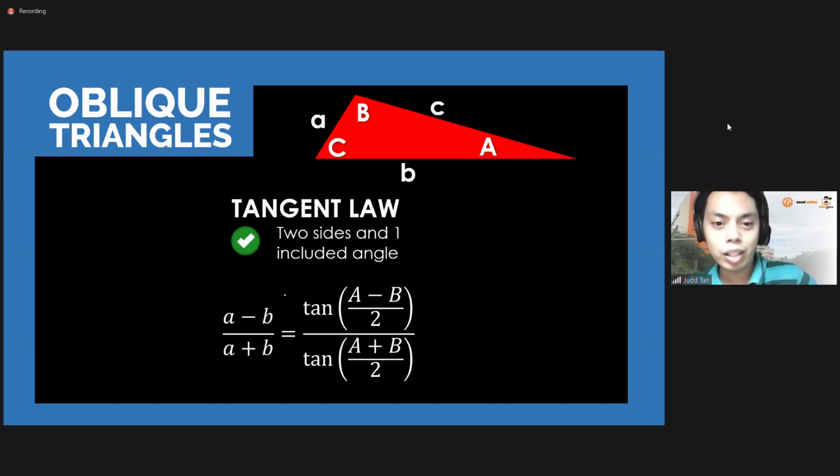Sige. Tingnan niyo guys yung tangent law. Gusto niyo bang i-memorize? Okay? A minus B over A plus B. Diba? And then ito, tangent ng A minus B over 2, tangent A plus B over 2. O, diba? Ang hassle. Tingnan. Okay? So guys, ano lang guys i-take note niyo lang si tangent law. Okay? Pero hindi siya madalas ginagamit.